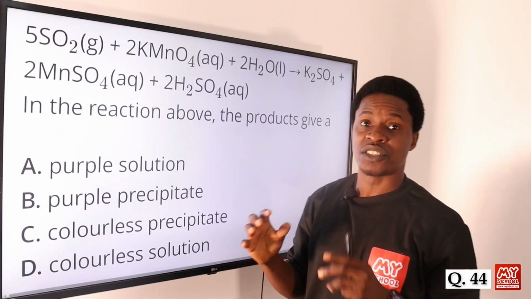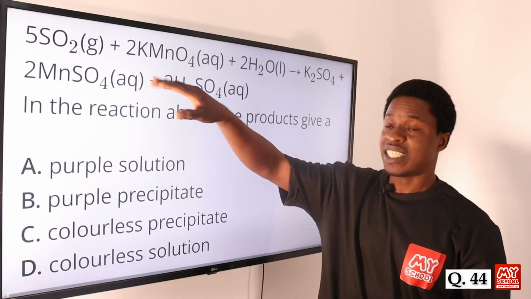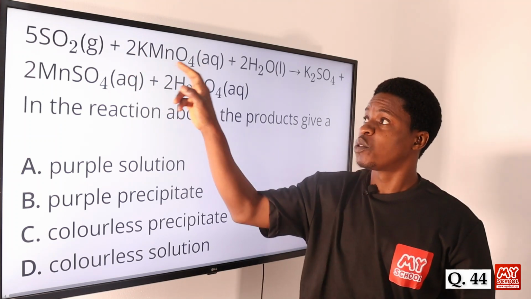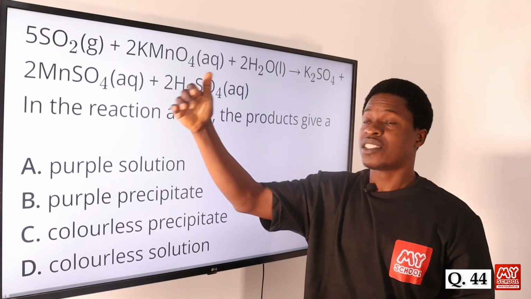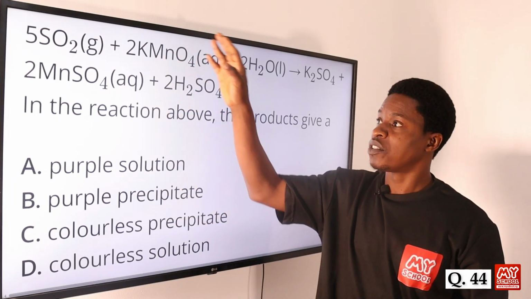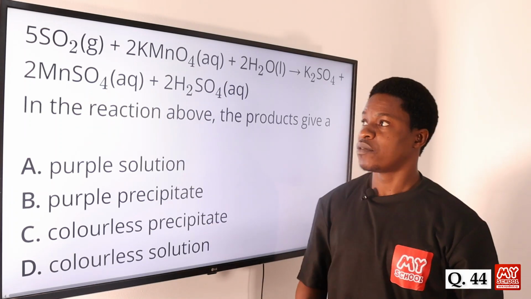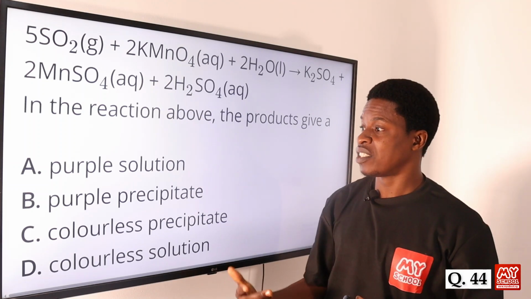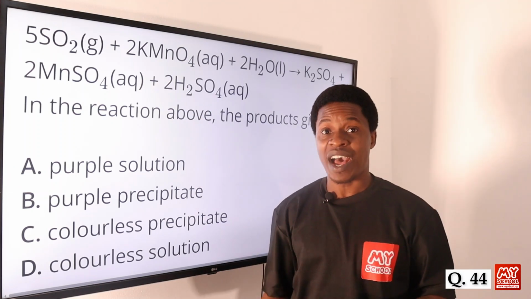So in summary, we are saying that the initial is a redox reaction. The initial color of this, which was purple, eventually turns colorless because it has been reduced. So if you do that, option A says purple solution. It's not going to be a precipitate because it's going to dissolve in it. So you have a solution.